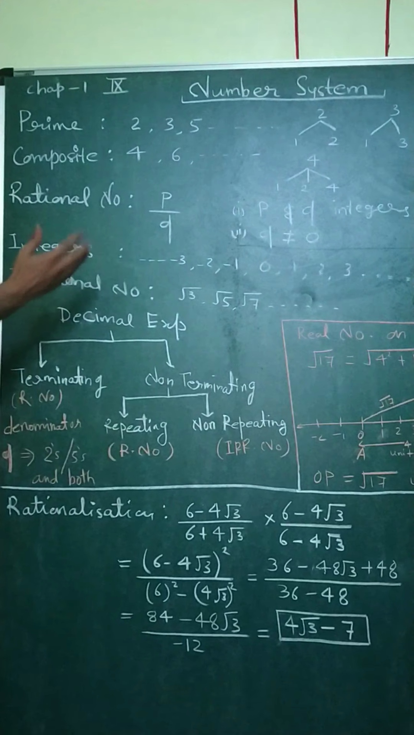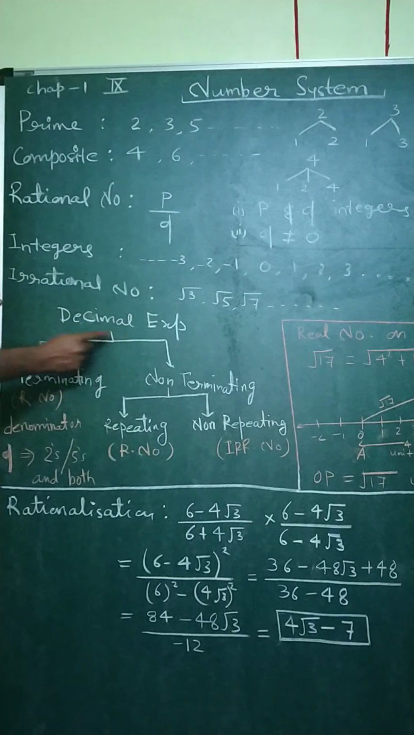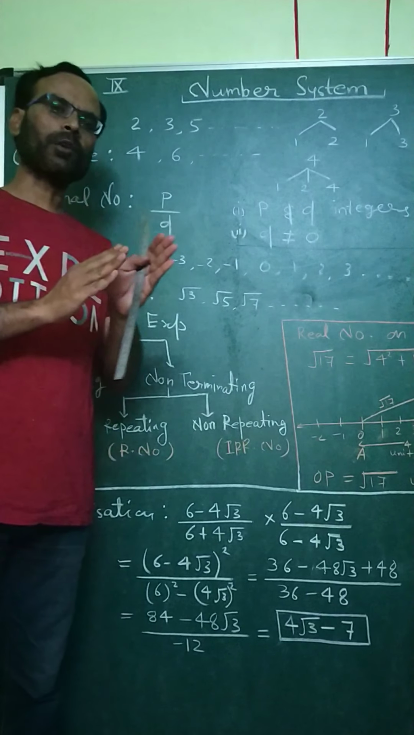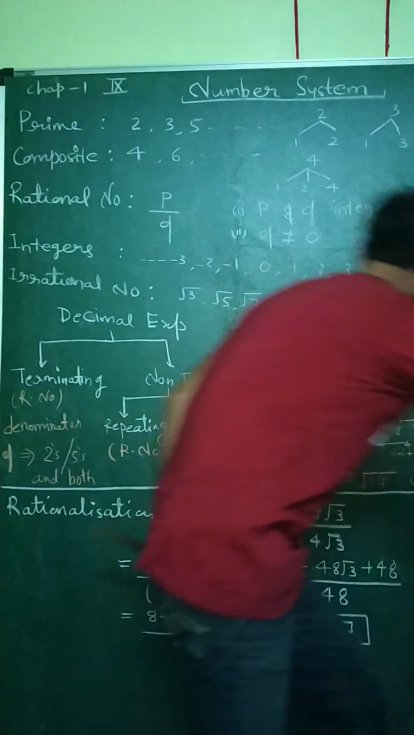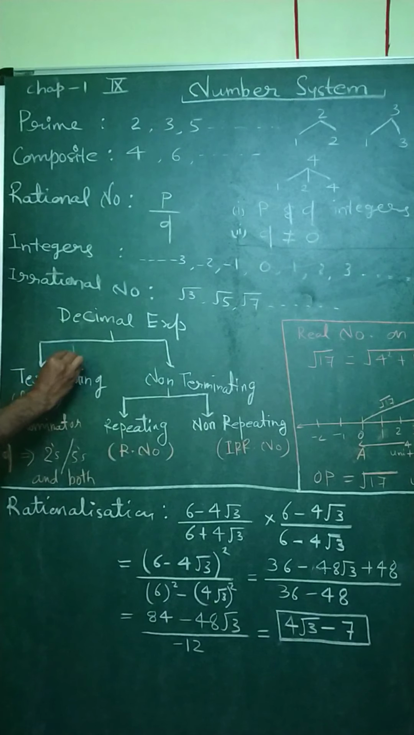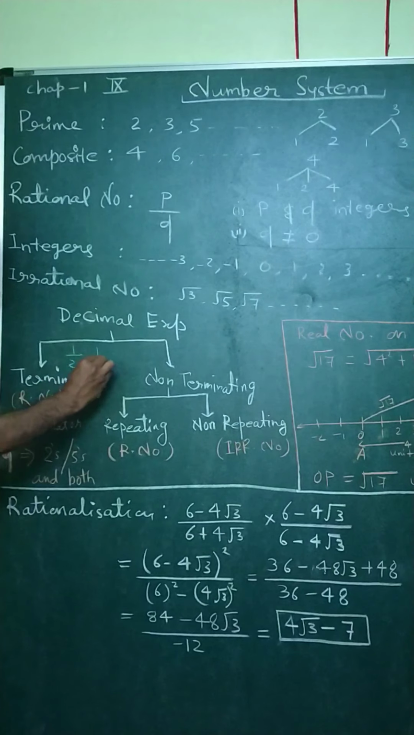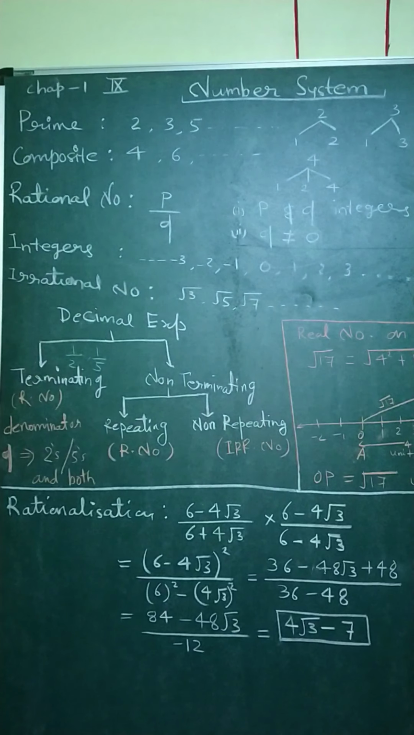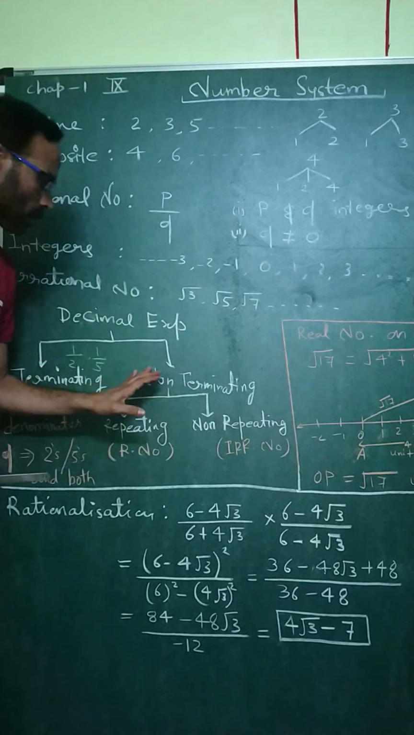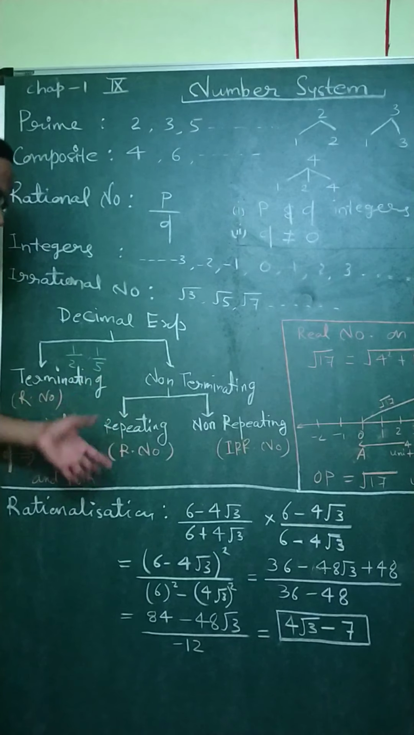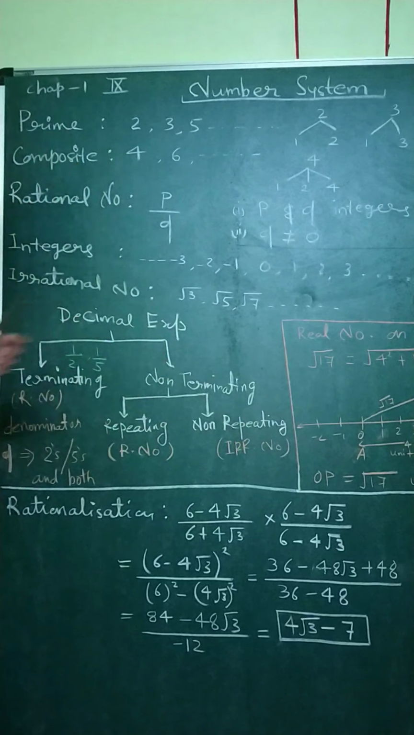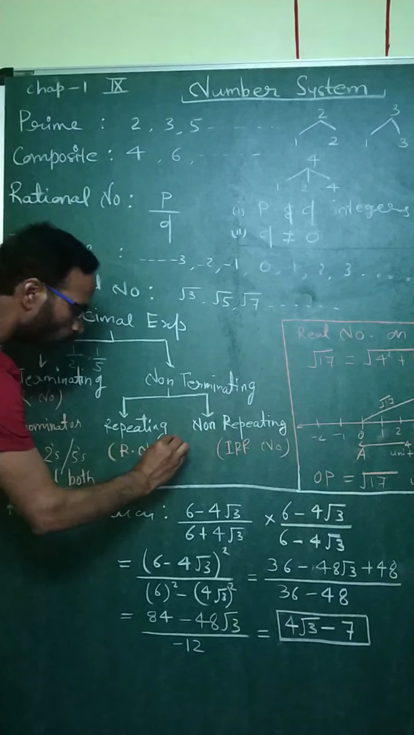Regarding decimal expansion, there are two types: terminating and non-terminating. Terminating, as its name suggests, means the decimal expansion will terminate after some time. For example, 1 upon 2, 1 upon 5. These are the numbers which will terminate. Next, non-terminating. In this category, there will again be two subcategories: first repeating and second non-repeating. Repeating will be like 1 upon 3.